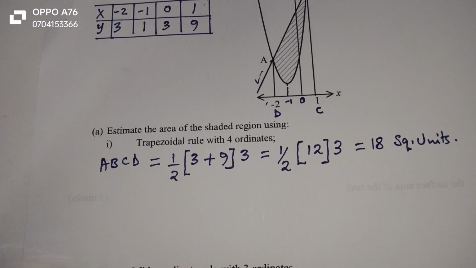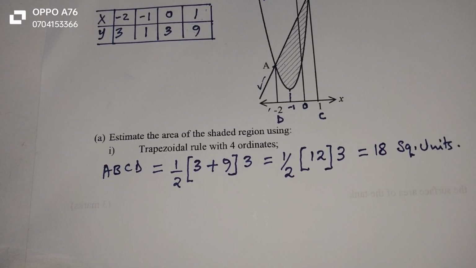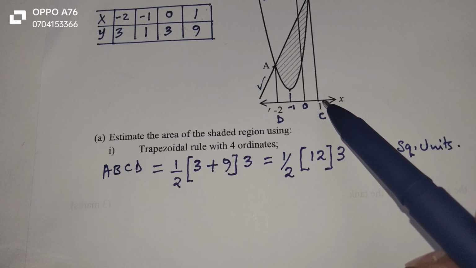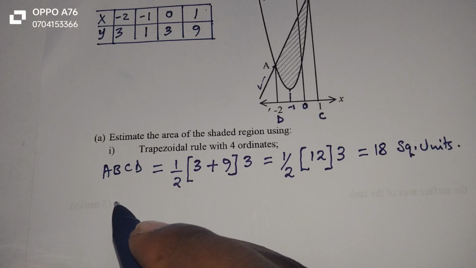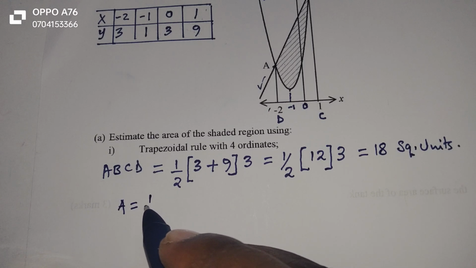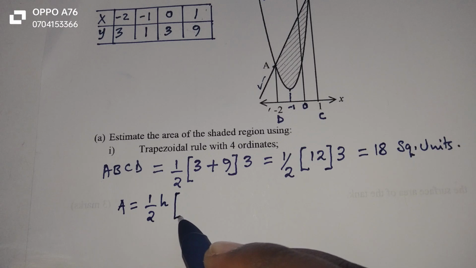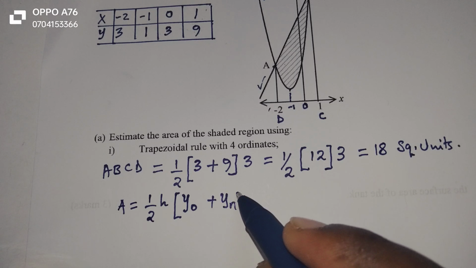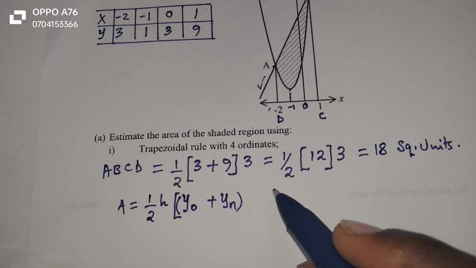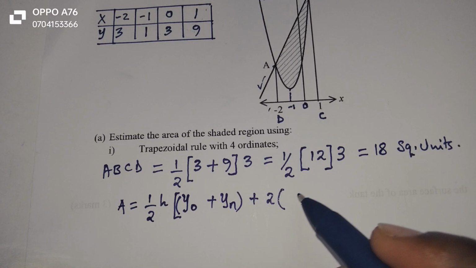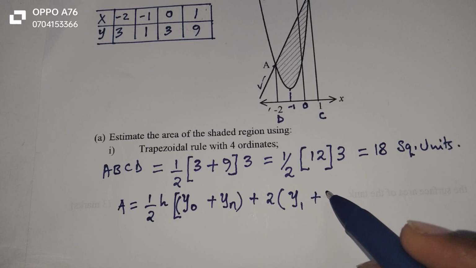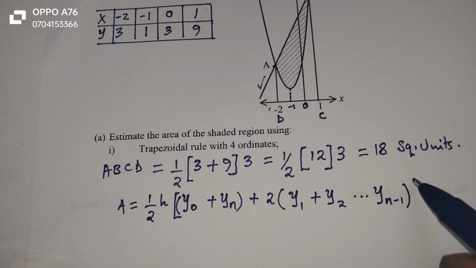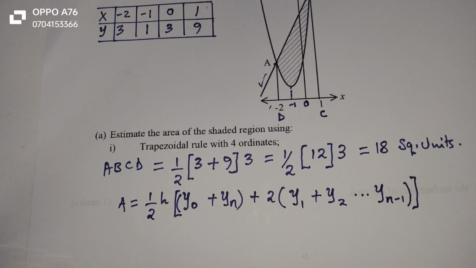Now we are going to subtract the area by the trapezium rule bounded by the curve, the lines x equals 1, x equals -2, and the x-axis. We start by stating the formula, which equals half multiplied by the height, then into brackets the first y plus the last y, that is y naught plus yn. Then we add 2 multiplied by all the other y's in between, up to the one just before the last. That is the formula according to the trapezium rule.